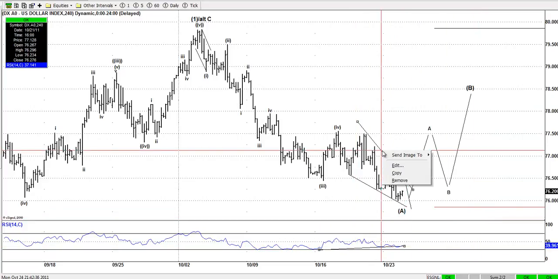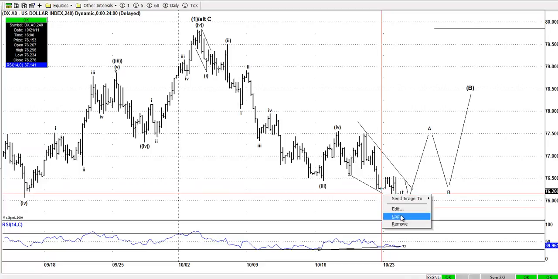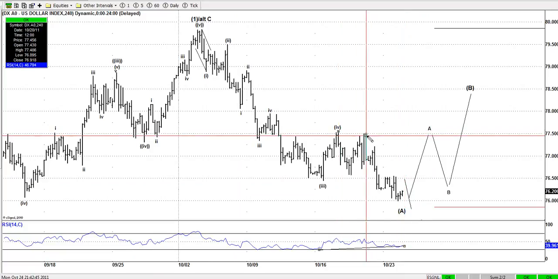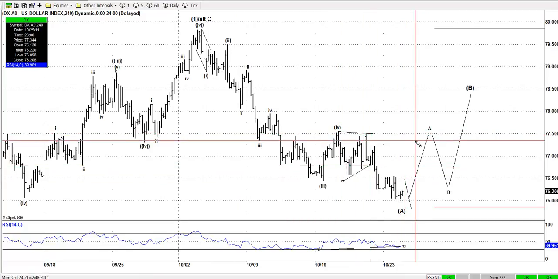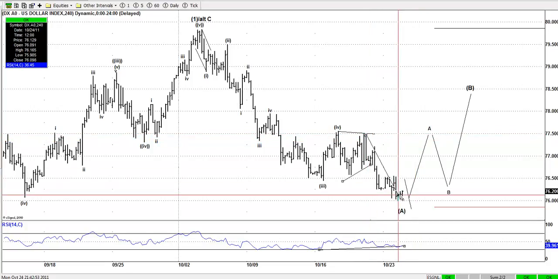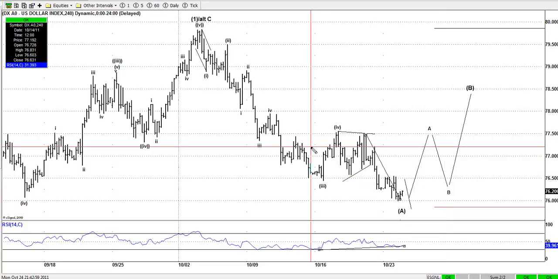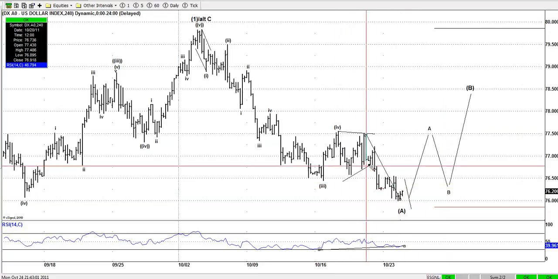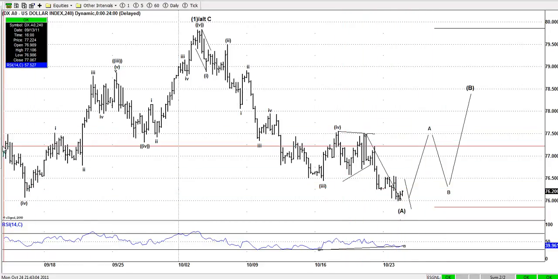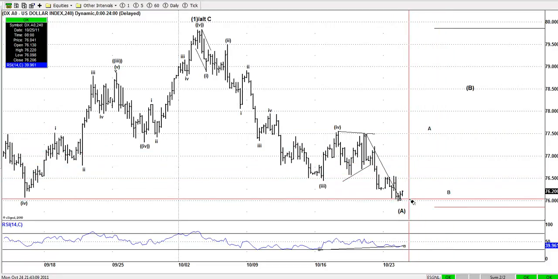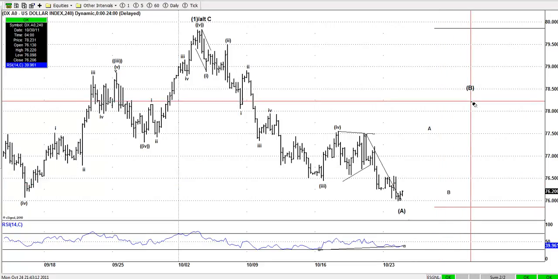Now, the second scenario is about the same result. The only difference is that we got a B-wave triangle, but to be honest with you guys, I'm having issues labeling this move from here as a 5-wave. So technically it needs to be a triangle, and then we're still going to get a bounce on the dollar in 3 waves to around the 78.50 area. That's the second scenario.